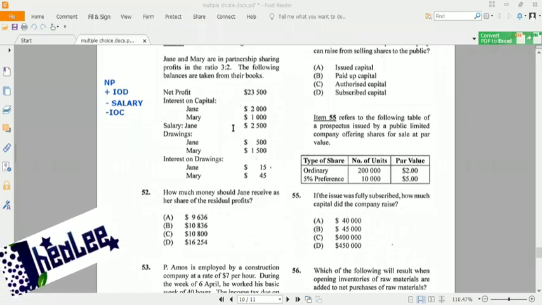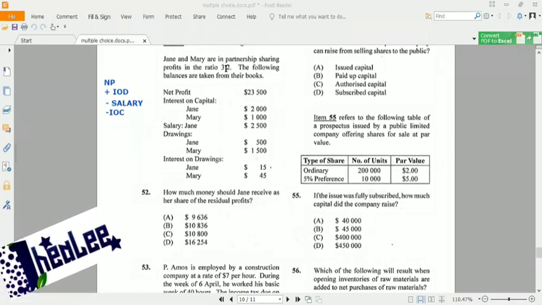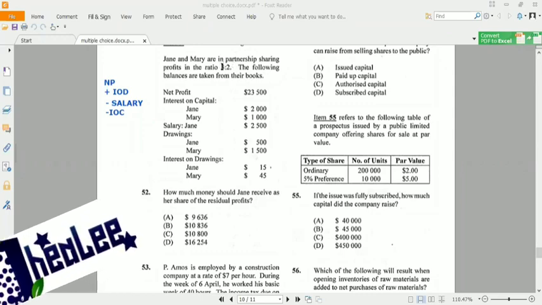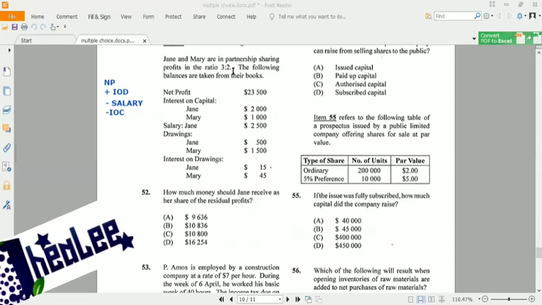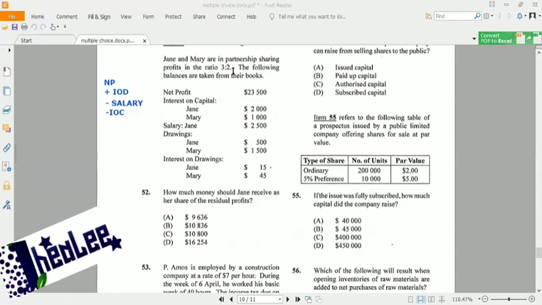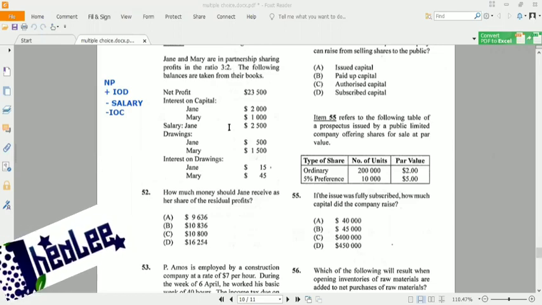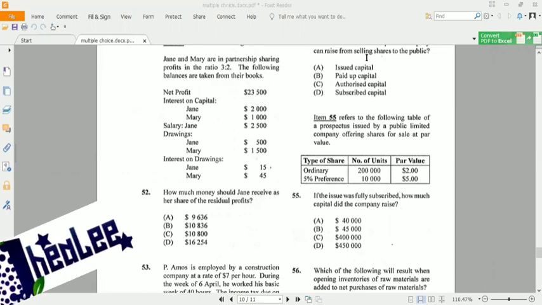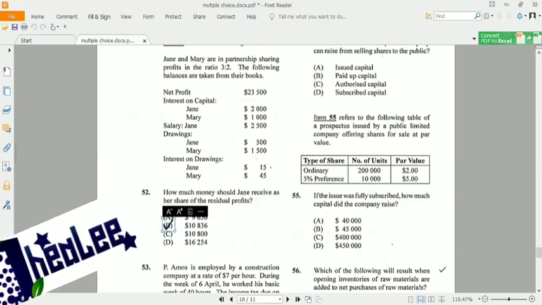So it therefore means that the residual profit is 18,060. If Jane is to get 3/5, it is 3 divided by the total number in the ratio to get the fraction. So that is 3/5 of the 18,060. It means that Jane is going to get a value of 10,836 as her share of residual profit. All right. That would be B for the response.